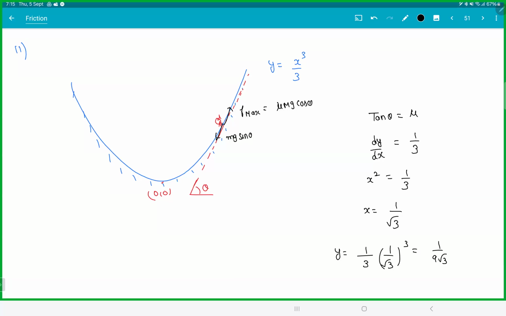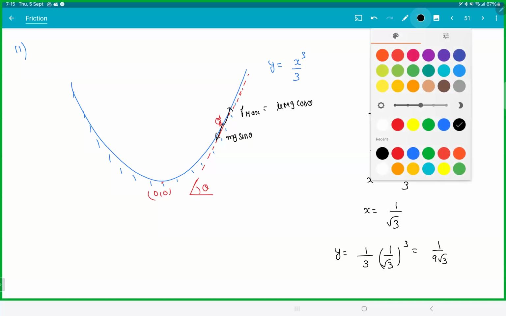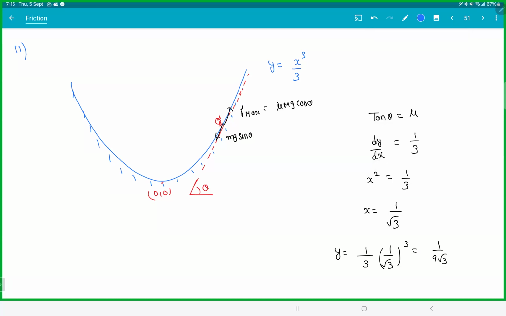Clear? That's it. Just use the angle of repose and you're done. The idea is always the same. You can climb maximum up to an angle of repose, but here the angle is changing at every instant.